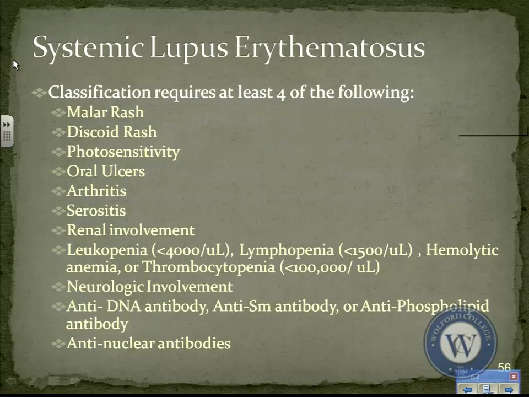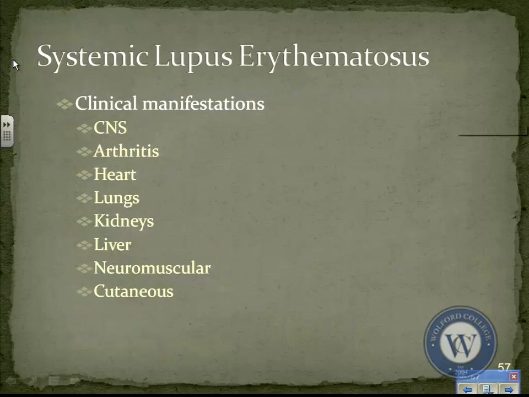Classification requires at least 4 of the following. You've got a malar rash, discoid rash. You have increased photosensitivity, and oral ulcers. Arthritis, serositis, which is inflammation of serous membranes. You have renal involvement. Leukopenia and lymphopenia can also be present, and you get hemolytic anemias and thrombocytopenias. And of course, your anti-nuclear antibodies.